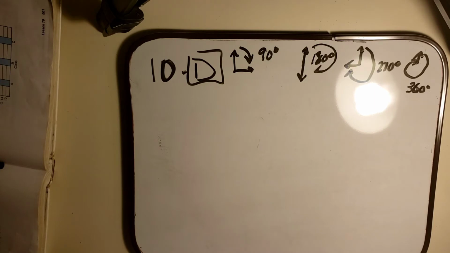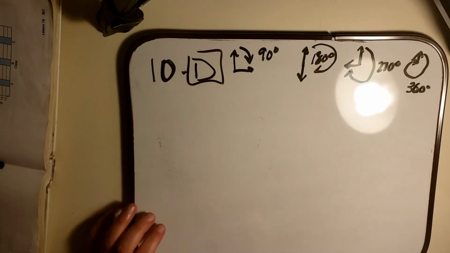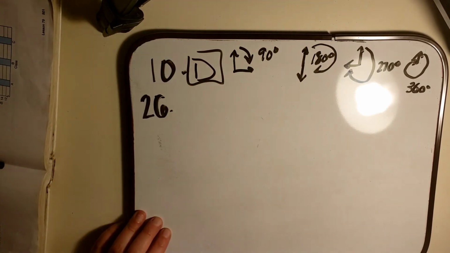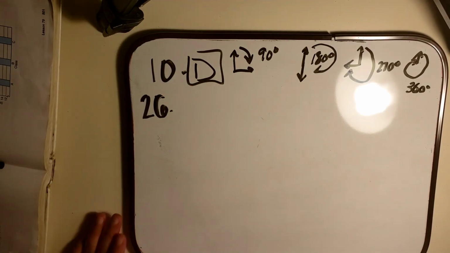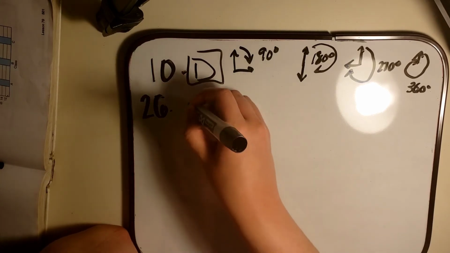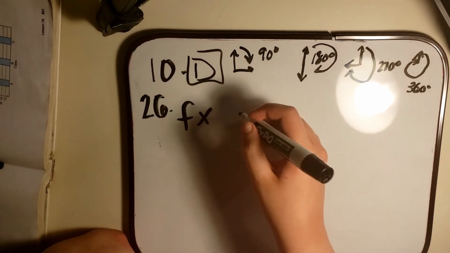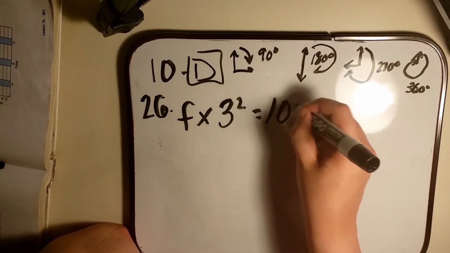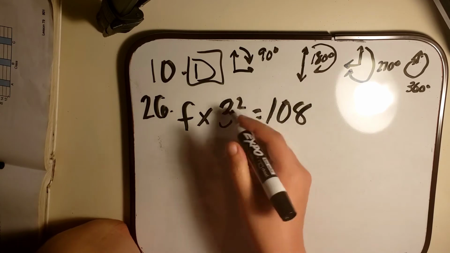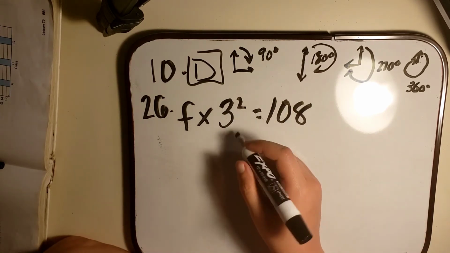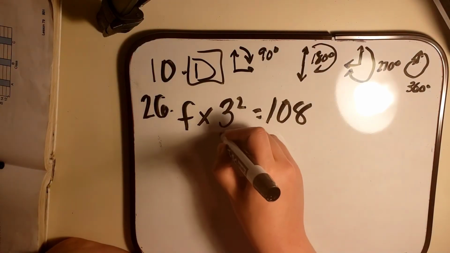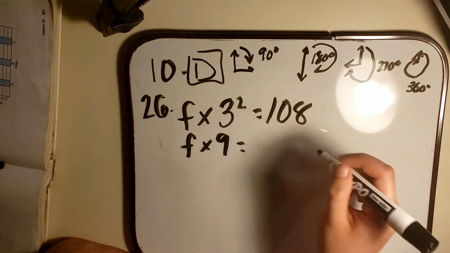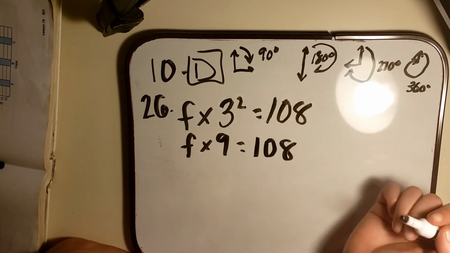Now I'm doing 26. And then I'll do 29 and 30. So 26 is F times 3 squared equals 108. So the first thing we need to do is figure out what 3 squared is. 3 times 3 is 9. So F times 9 equals 108.